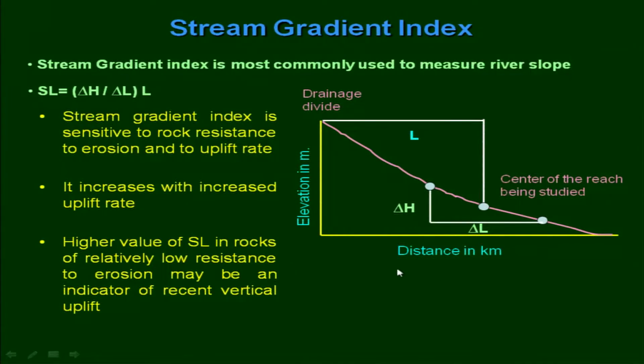So with the help of GIS and remote sensing, you can work out the SL index also, which is again a very important parameter to identify the ongoing local deformation or regional deformation. Because if you have regional deformation, then all rivers or channels which are crossing the deformational area will show signatures of change in the SL index.